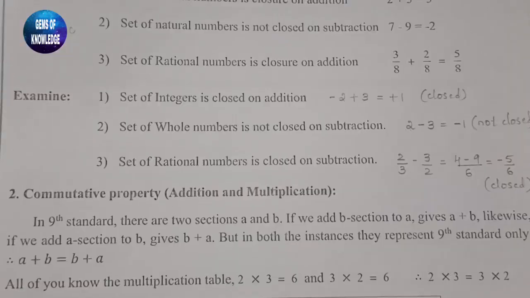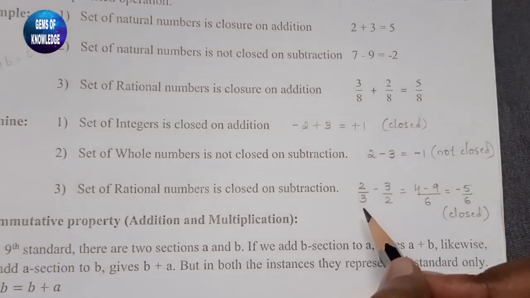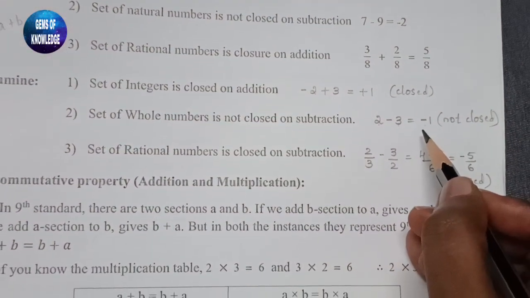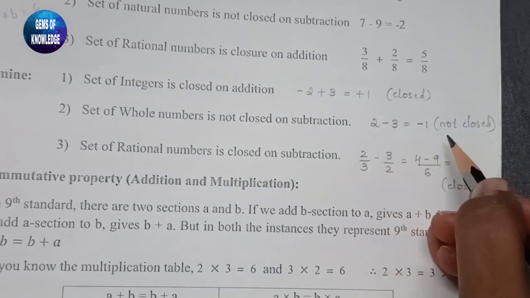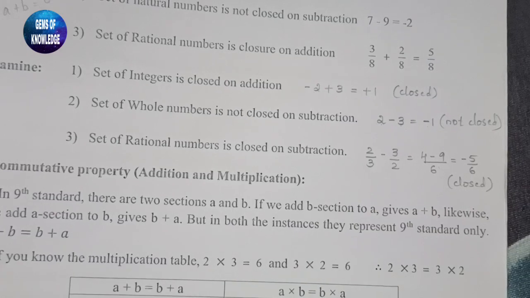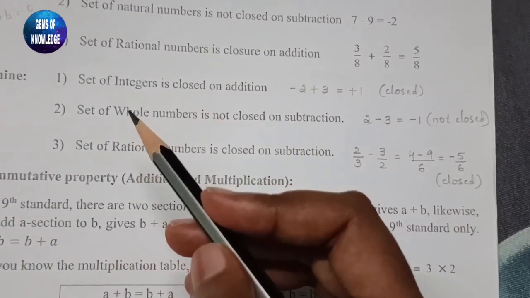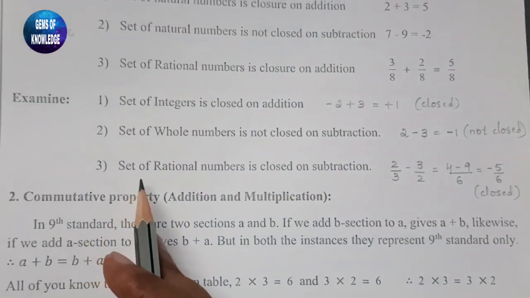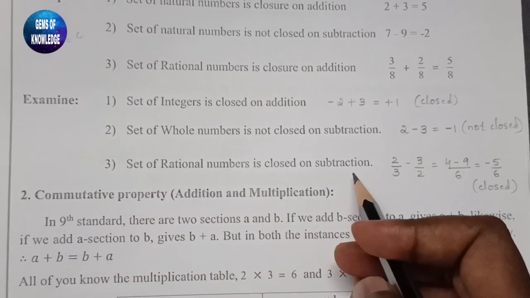So what we are getting here is minus 1. So we can say it is not closed, because minus 1 won't be coming into your whole number set. Okay, next one: the set of rational numbers is closed under subtraction.